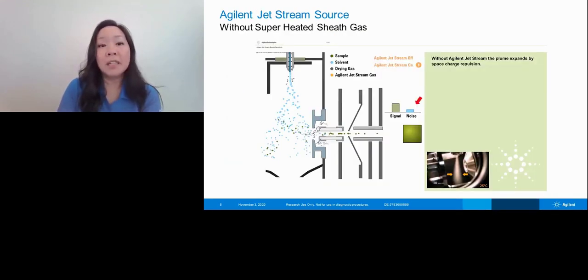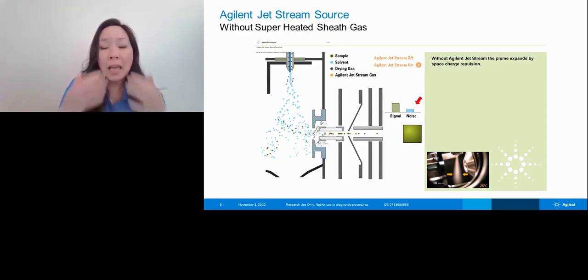And what I've gone ahead and done is give you a brief introduction to what the Agilent JetStream source is. You can find more information in the application note that I had just shown previously. Basically, the Agilent JetStream source gives you a way of collimating the spray.